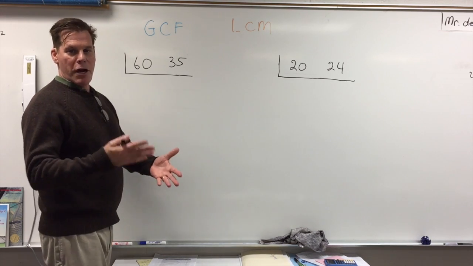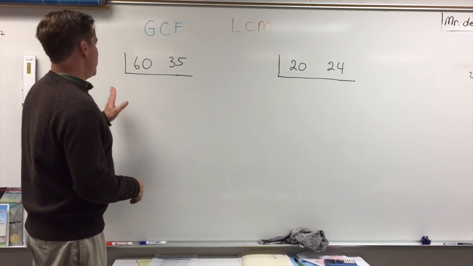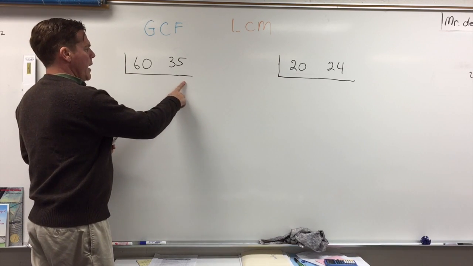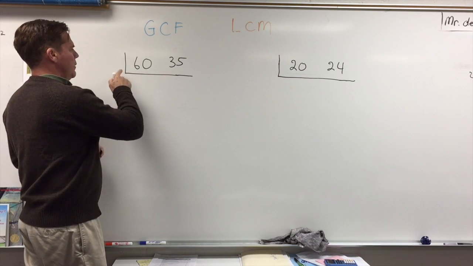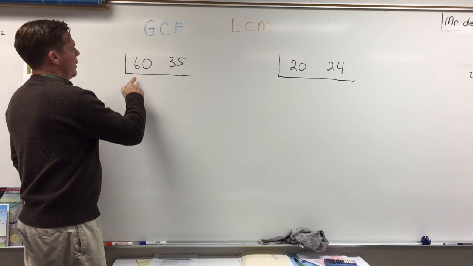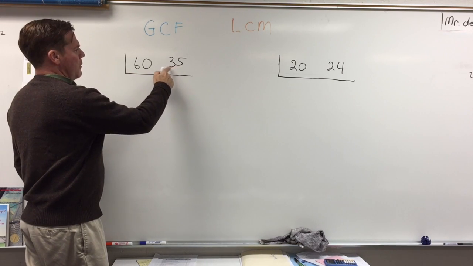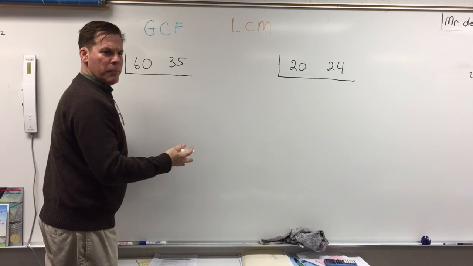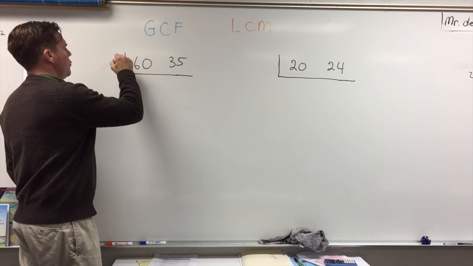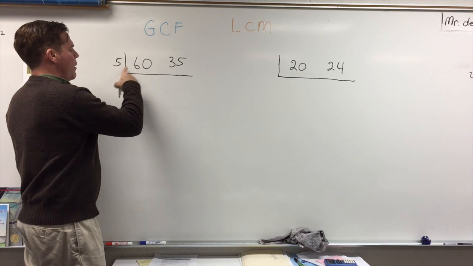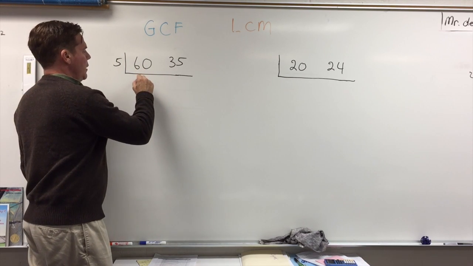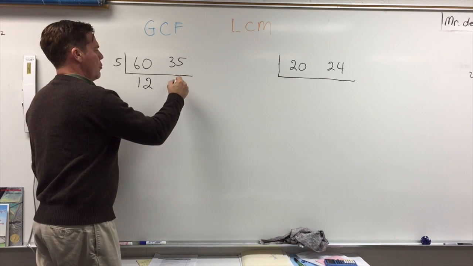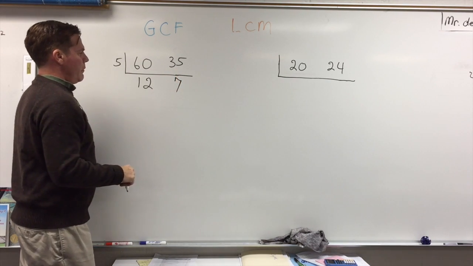All right, well, hopefully you've tried that at home. Let's go ahead and take a look and see how we're going to do this. I know that both of these are not divisible by 2, divisible by 3, 5, 6, 7, 8. The sum of those digits is 8, so I know that's not divisible by 3. So we go to the next number, which is 5. So 5 goes into 60. I know that goes in there 12 times. 5 goes into 35 7 times.